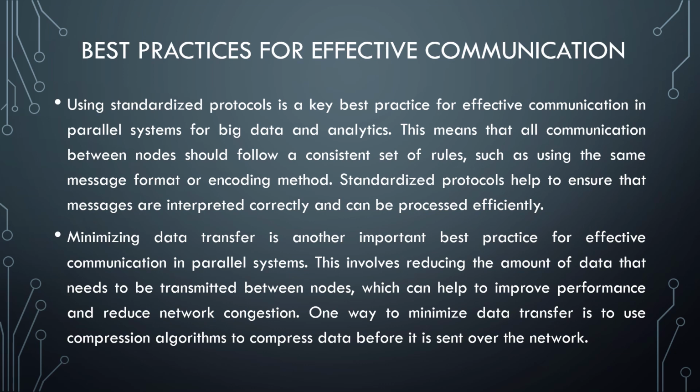Minimizing data transfer is another important best practice. For effective communication in parallel systems, this involves reducing the amount of data that needs to be transmitted between the nodes, which can help to improve performance and reduce network congestion. One way to minimize data transfer is to use compression algorithms to compress data before it is sent over the network.